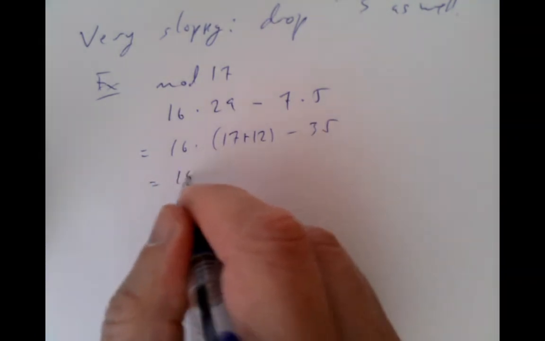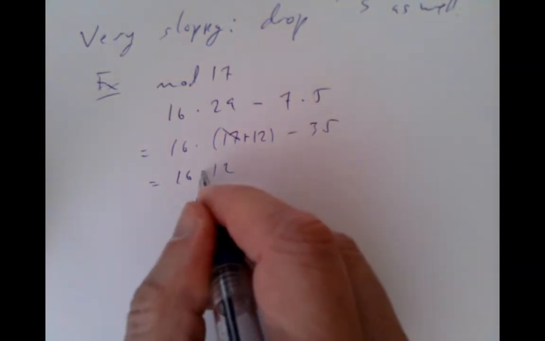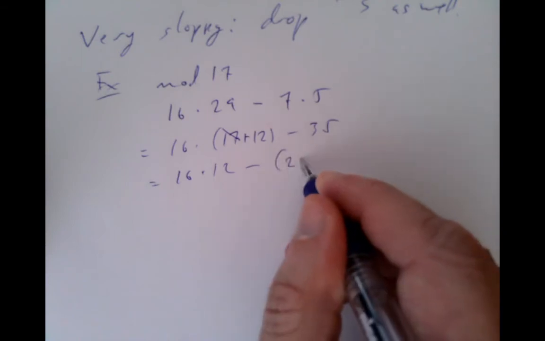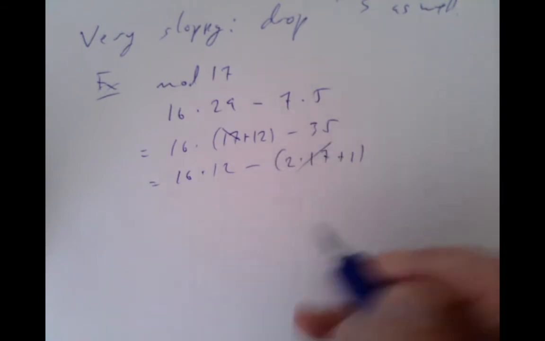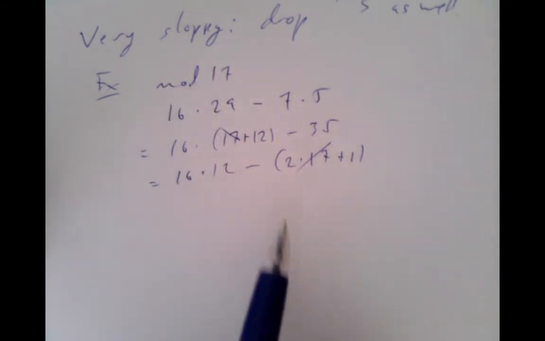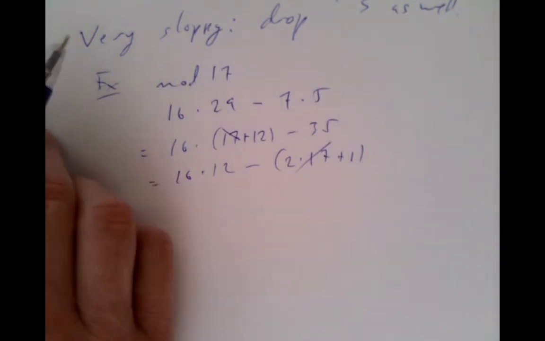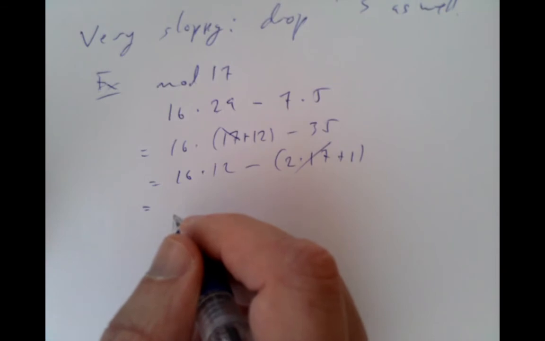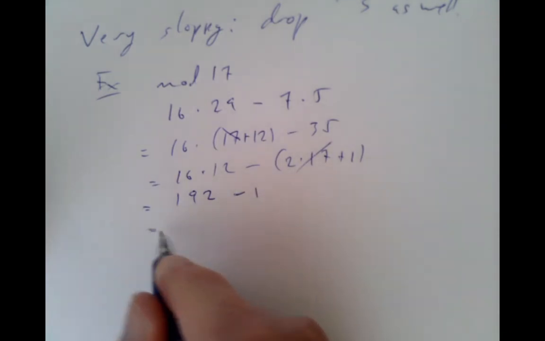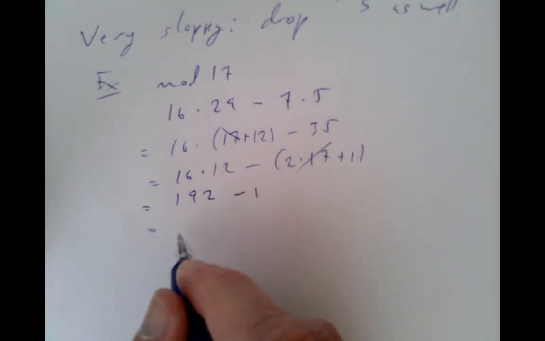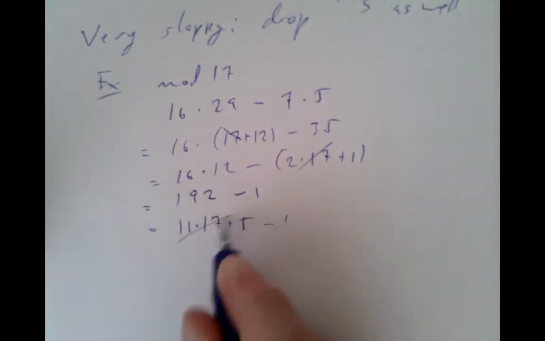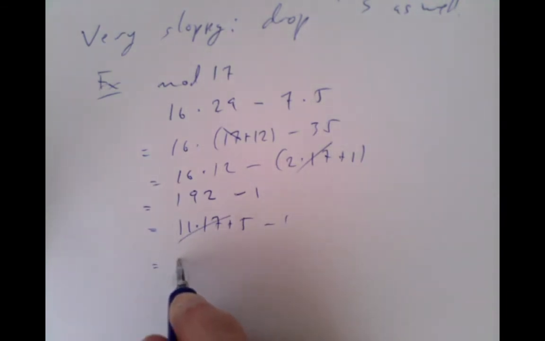And then I've got 16 times, well, I can cross out the 17s. 16 times 12 minus, and 35 is 2 17s plus 1. And I can cross out the 17s because we're working mod 17. So all the arithmetic operations, addition, subtraction, multiplication, they all work fine. And you can cross out 17s at any stage along the way. And so we get equals 16 times 12 is 192. And then minus, this is 1. And then 192 is 11 17s plus 5, minus 1. We can cross out all those 17s, and we get 5 minus 1 is 4.